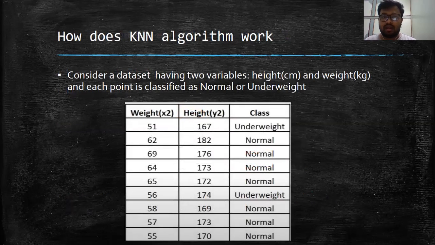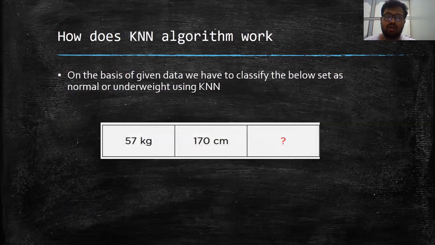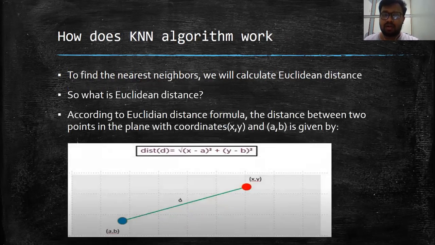So how does the KNN algorithm work? Let's consider an example here. Consider a dataset having two variables, height and weight, and each point is classified as normal or underweight. You can see in the class. We have given one example, one question where weight and height are given to us, and we have to classify what will be the class of it, whether it will be underweight or normal.